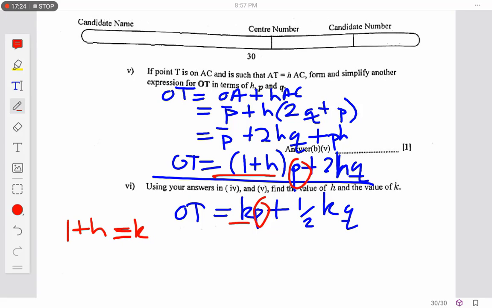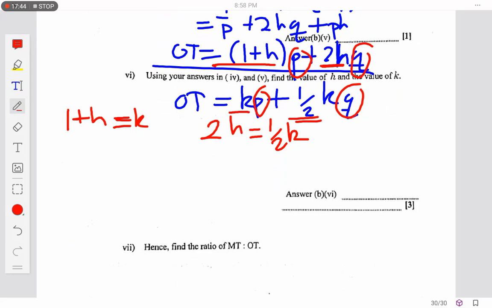That's one equation. Then another one in terms of Q, I've got Q here and Q. So I will equate these values here. For the other one I'm saying I've got 2H is equal to half K. Okay, so these are the two equations that I have formed. So I can make K the subject of the formula. Let me just multiply by 2 over 1. So I'll have K is equal to 4H.